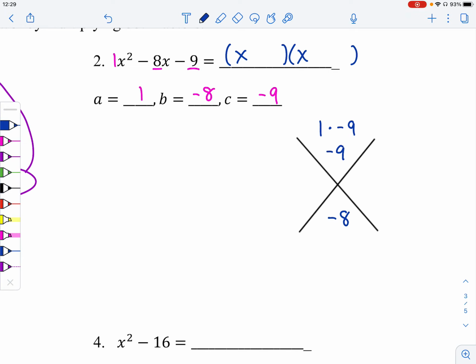And we're going to find factors of negative 9 that add to negative 8. So what are the factors of negative 9? 1 and negative 9. Does that add to negative 8? Yeah, that works right there. So that's our numbers, 1 and negative 9. Because this multiplies to negative 9, gives us this number, and then they add to negative 8, gives us that number.